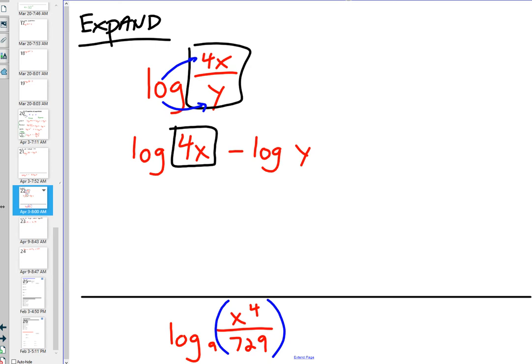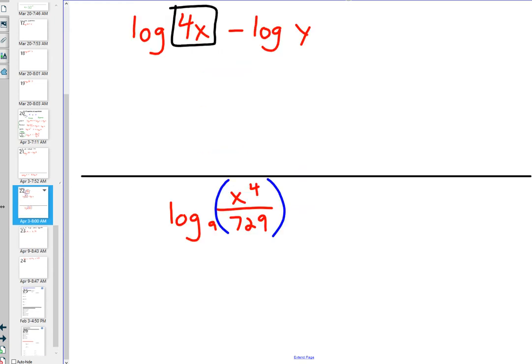What property of logs can I still use? Product. Product property still applies. If 4x means 4 times x, I can say that this is now log 4 plus log x, because when you're multiplying, both logs are positive, and then just drop down the minus log 1 as if it was constant.